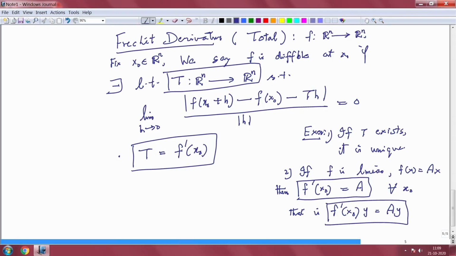I will do a little more about the Fréchet derivative. We want to present two results based on it, putting conditions on the existence of the derivative, and based on that we prove solvability. We try to state two theorems, mainly the inverse function theorem and the implicit function theorem.